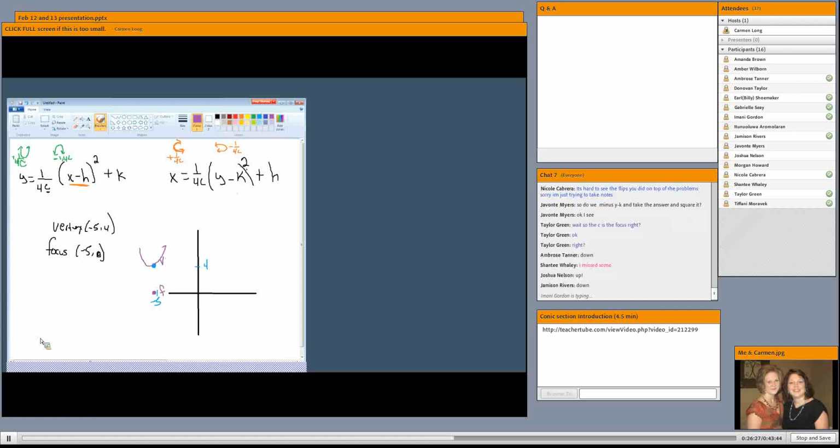At (0, 4), we'll call that 4. We know the graph goes this direction. Now what is C? If we have 1/8 equals 1 over 4C, what's the distance of the vertex to the directrix? What's that got to be?